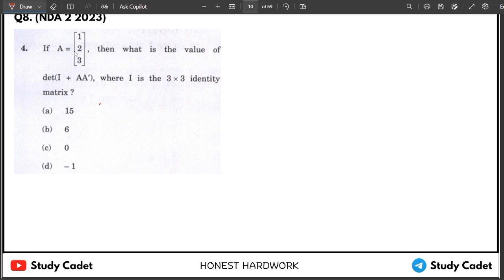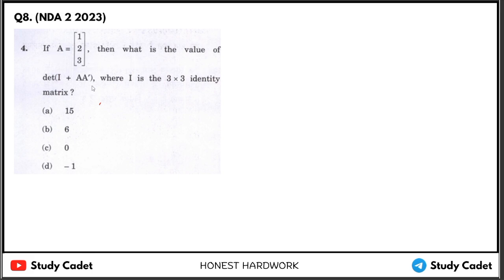Okay, let's go to the next question. A equals this. What is the value of the determinant? I is the 3 cross 3 identity matrix. It is a simple question. We just need to do A transpose. 1 2 3, then 1 2 3. Matrix multiplication, so row by column: 1 2 3, 2 4 6, 3 6 9.